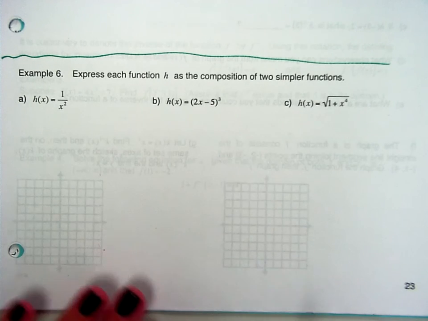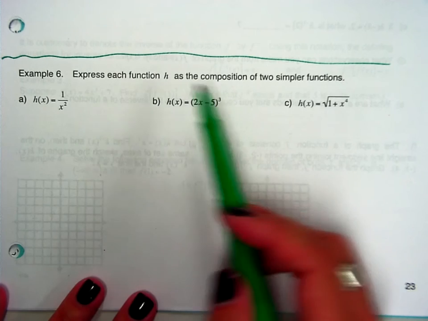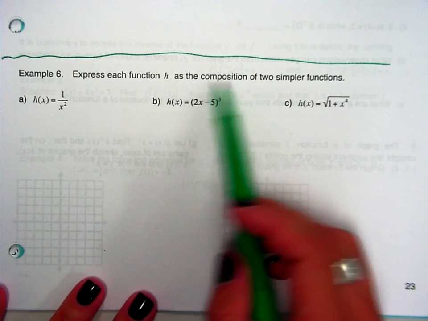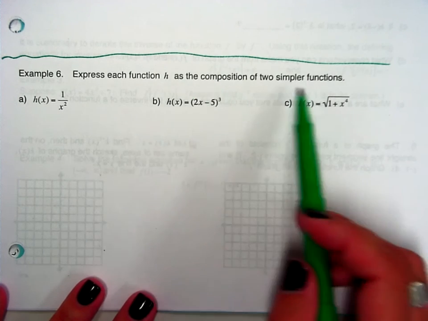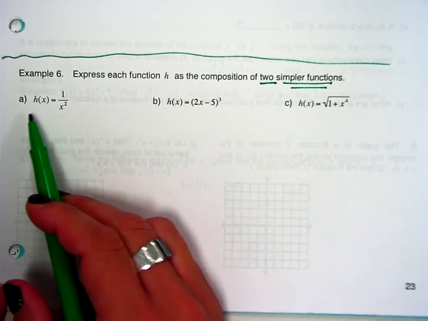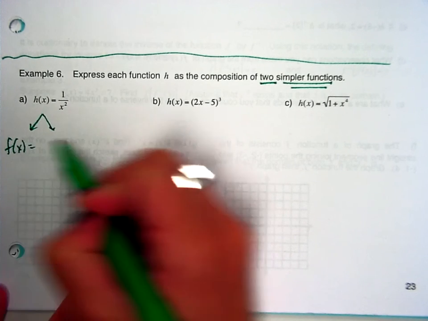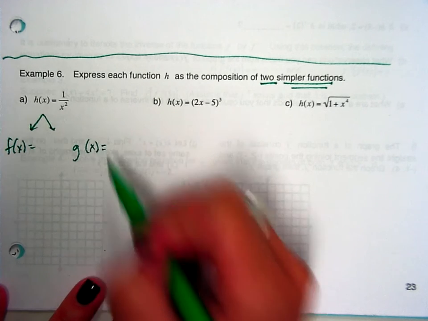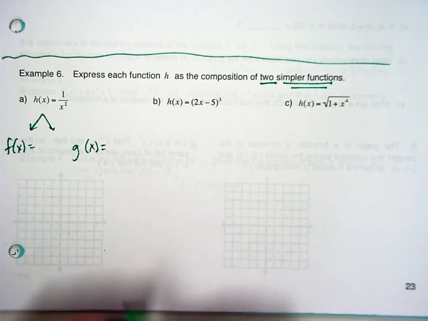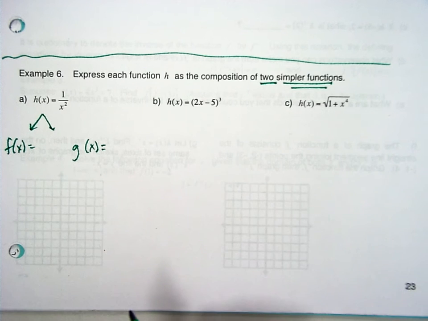What we're doing now is you're going to take this function h and you're going to break it down. I call this decomposition. You're going to decompose it into 2 simpler functions. So I want to break it into an f of x and a g of x. And then I'm going to see, is it f of g of x or is it g of f of x? However I want to write that in there. Okay, which one is it going to be?